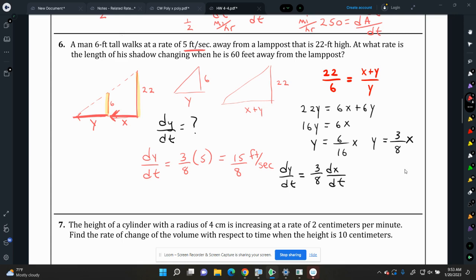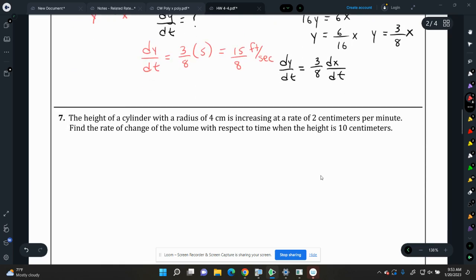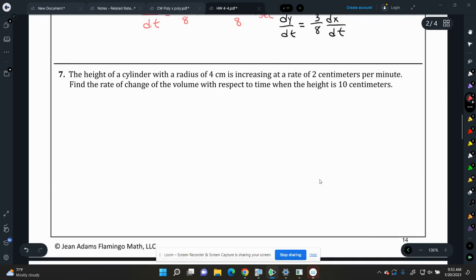Never mind. Okay. Okay, number 7. All right. The height of a cylinder. What do we know about cylinders? The volume is V equals pi r squared h. Pi r squared h. Yeah. Okay. Here's my cylinder.